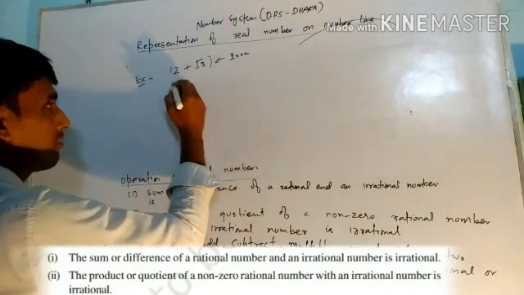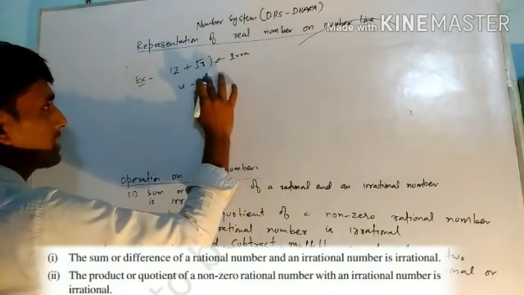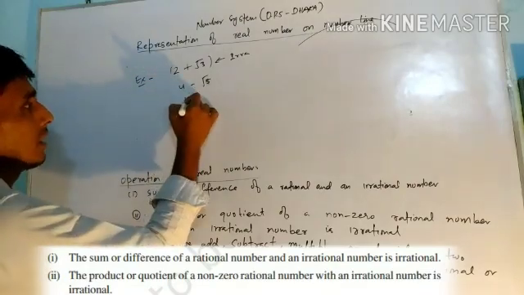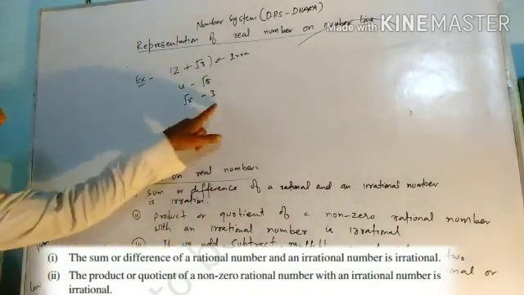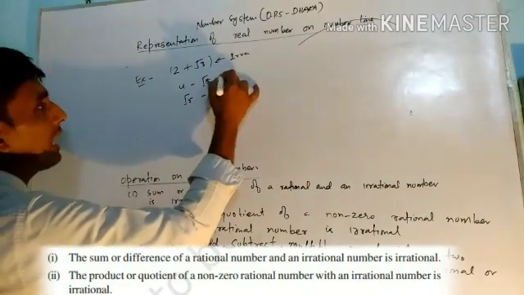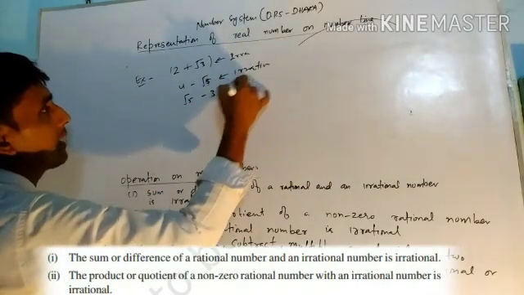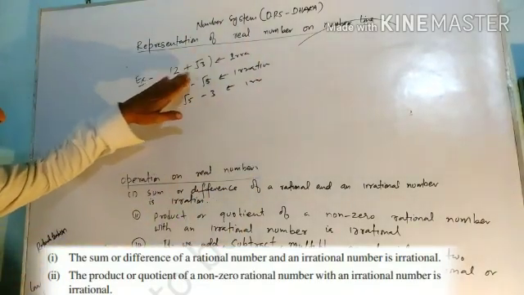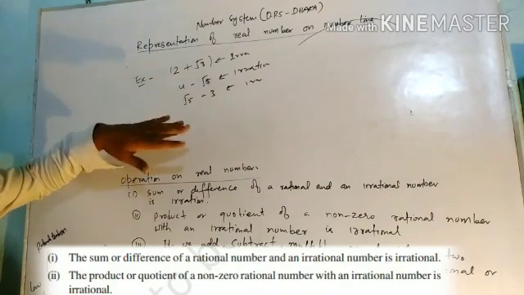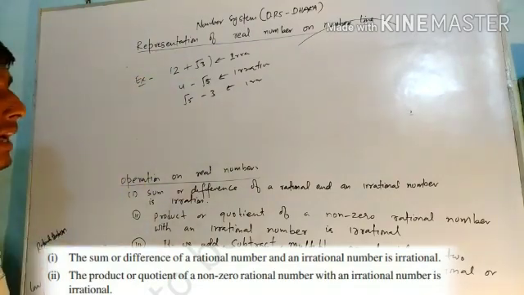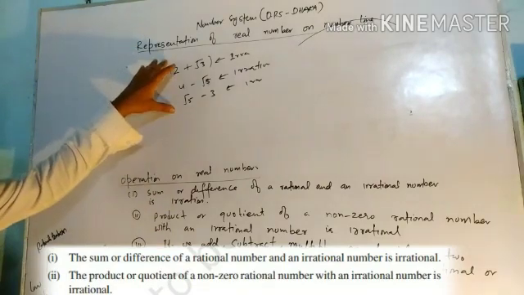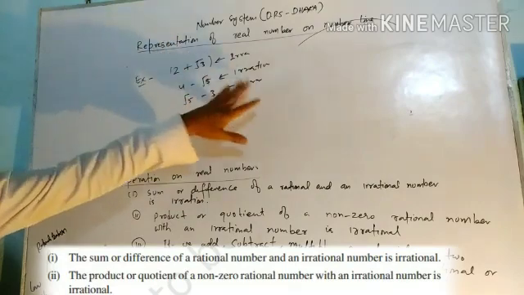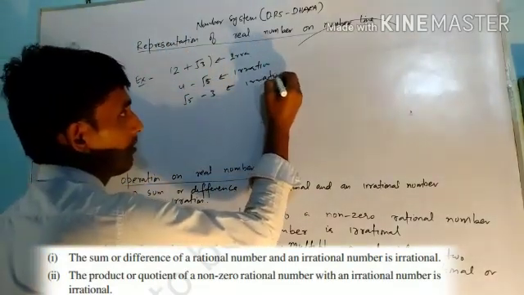Or if we subtract any irrational number from a rational number, or any rational number from an irrational number, all are irrational. So these are examples of subtraction of an irrational number from a rational number, or addition of a rational number to an irrational number. In both cases, whether you subtract or add an irrational number to a rational number, you will get an irrational number always.